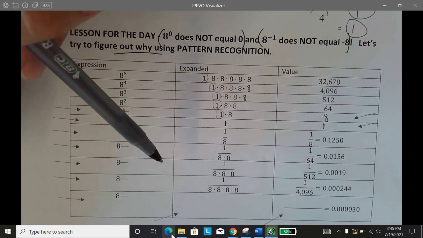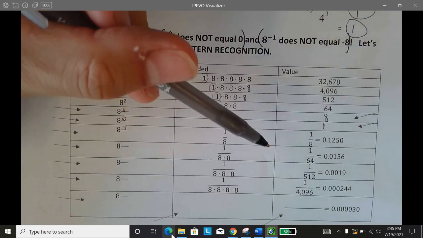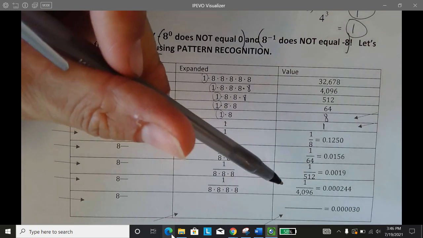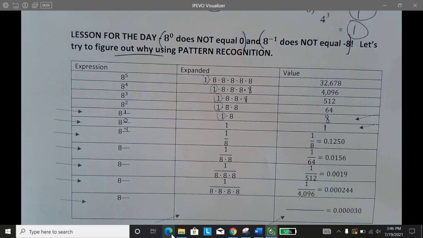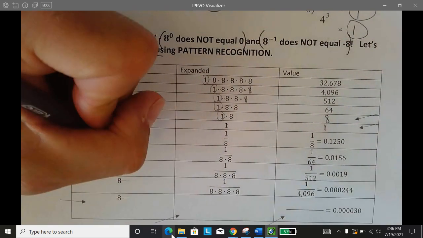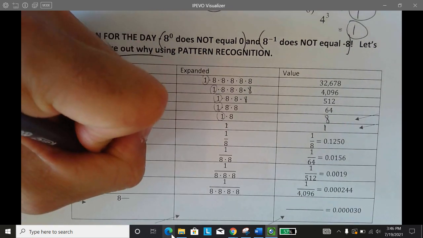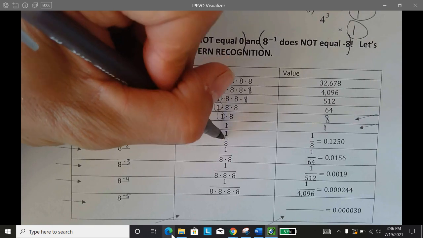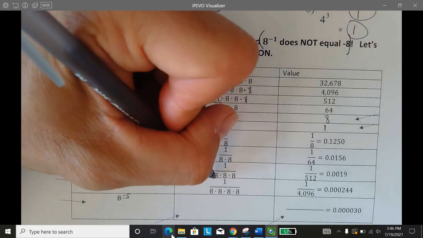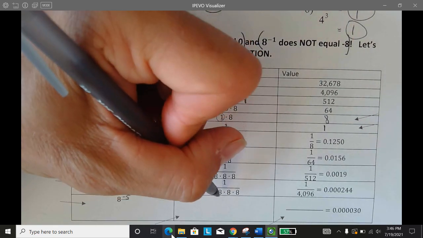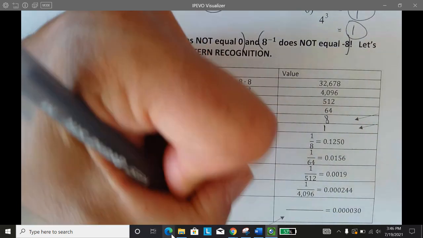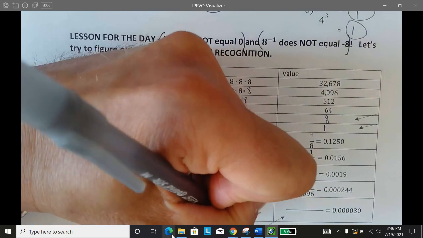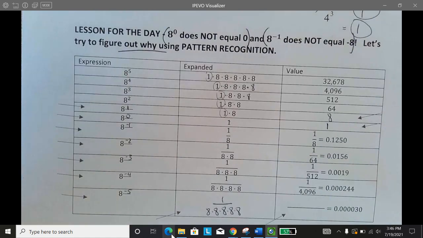Now, see if you can figure out the rest of this. Take a moment and see if you can figure out what the rest of this equals. All right. Well, if you did this, you realize this is probably -2, -3, -4, -5. This is 1 over 8, 1 over 8 times 8, 1 over 8 times 8 times 8, 1 over 8 times 8 times 8 times 8. This is probably going to be 1 over 8 times 8 times 8 times 8 times 8. So 8 to the -5th is really 1 over 8 multiplied together.